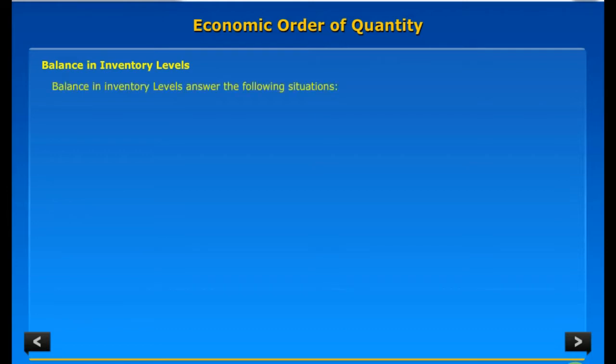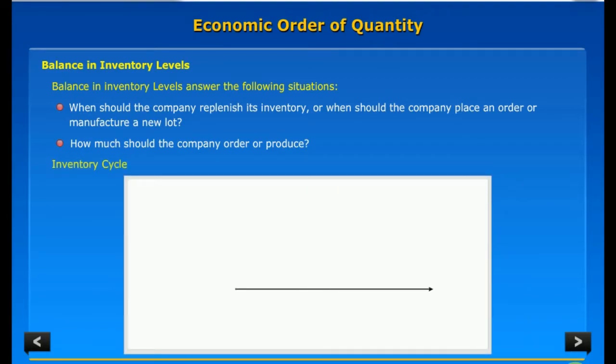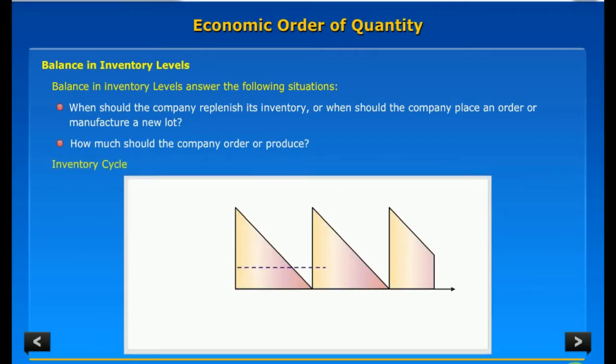Balance in inventory levels. Balance in inventory levels answers the following questions. When should the company replenish its inventory, or when should the company place an order or manufacture a new lot? How much should the company order or produce? Inventory cycle.